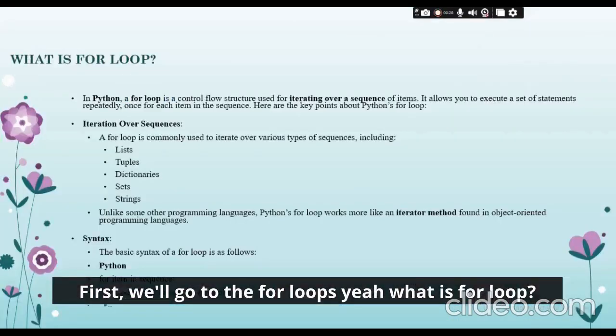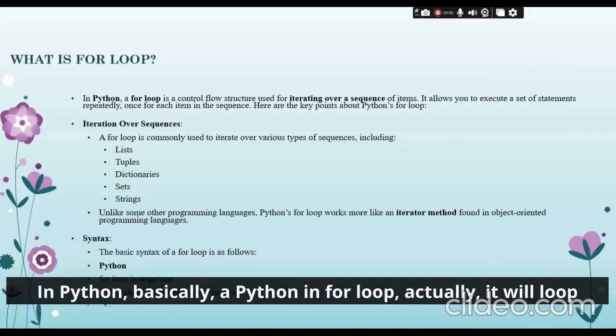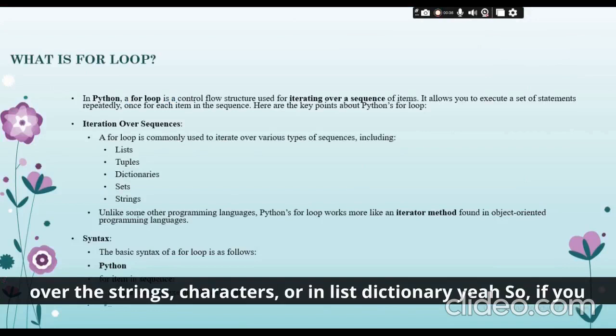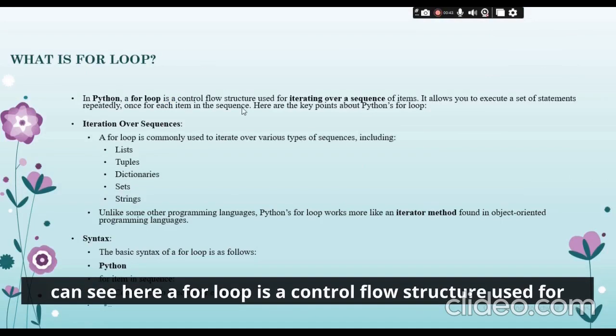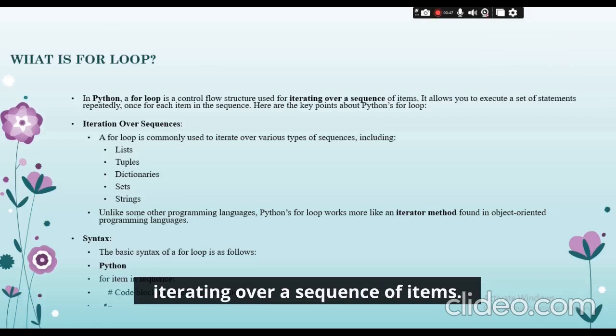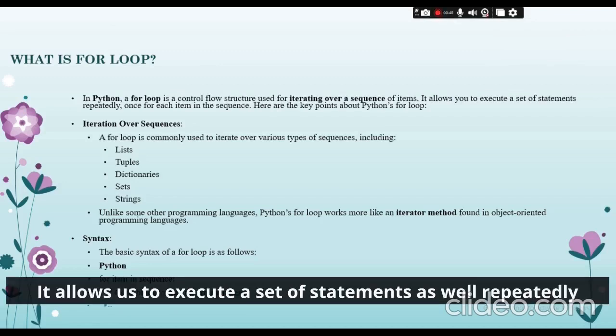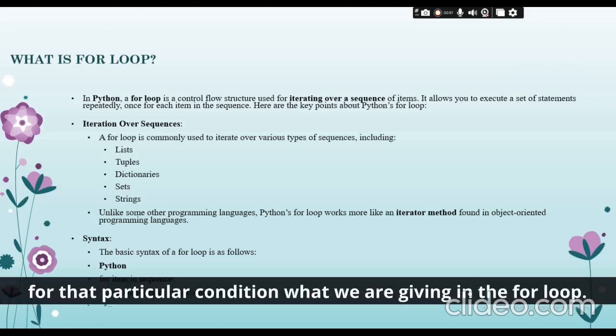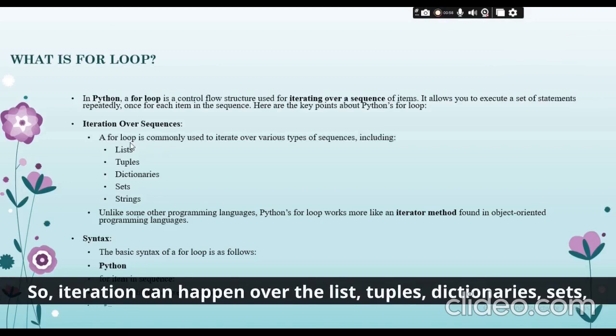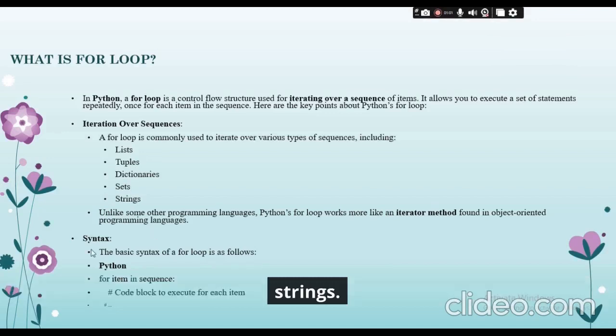What is a for loop? In Python, a for loop will loop over strings, characters, or a list or dictionary. A for loop is a control flow structure used for iterating over a sequence of items. It allows us to execute a set of statements repeatedly for the condition you are giving in the for loop. Iteration can happen over lists, tuples, dictionaries, sets, and strings.